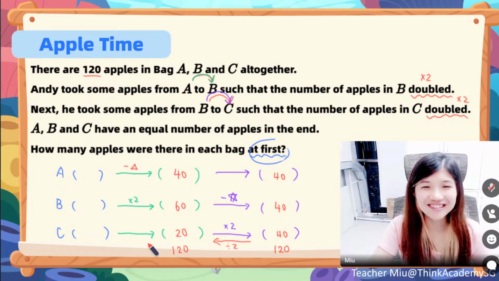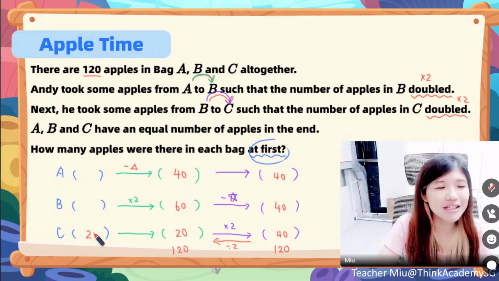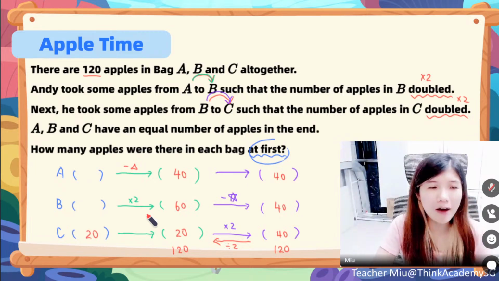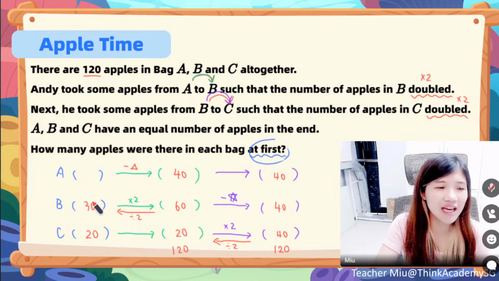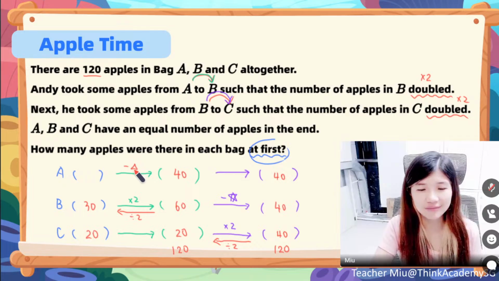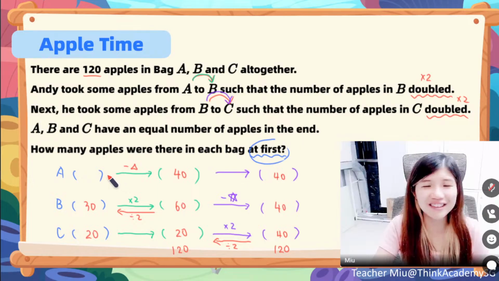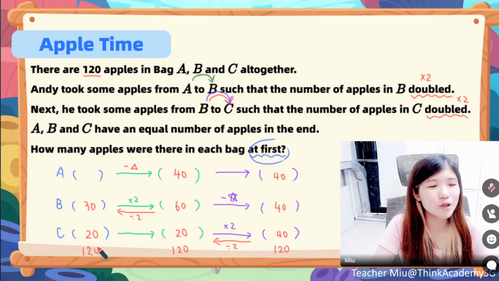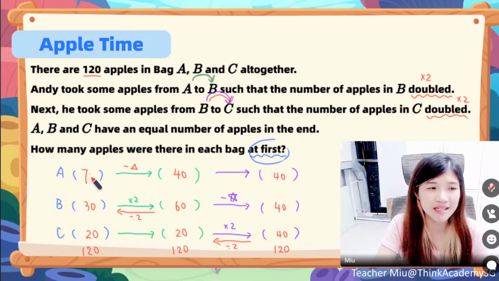Same steps for the first transfer. What should we do? Good. It's supposed to be 20 for C. What about for B? Divided by 2 to find out it is 30. Then what about A? Do you need to know exactly what the triangle is? No need, right? Focus on the lesson. Altogether, it's supposed to be 120. So A must be 70.